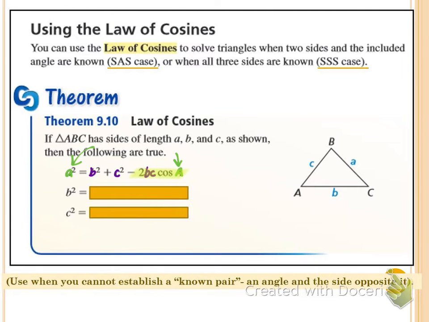Like Braden just asked, what's happening when a number is next to a letter? It's multiplying. So all of this is multiplied together. Minus 2 times b times c times cosine of angle A. So just for you to know.